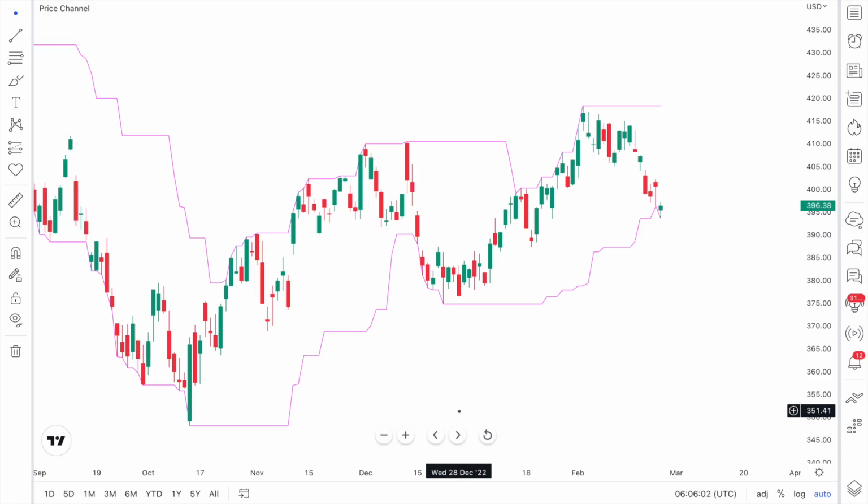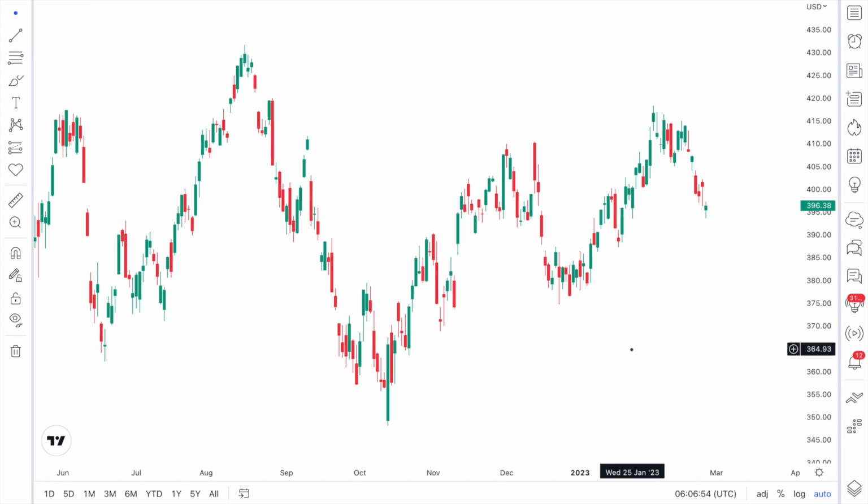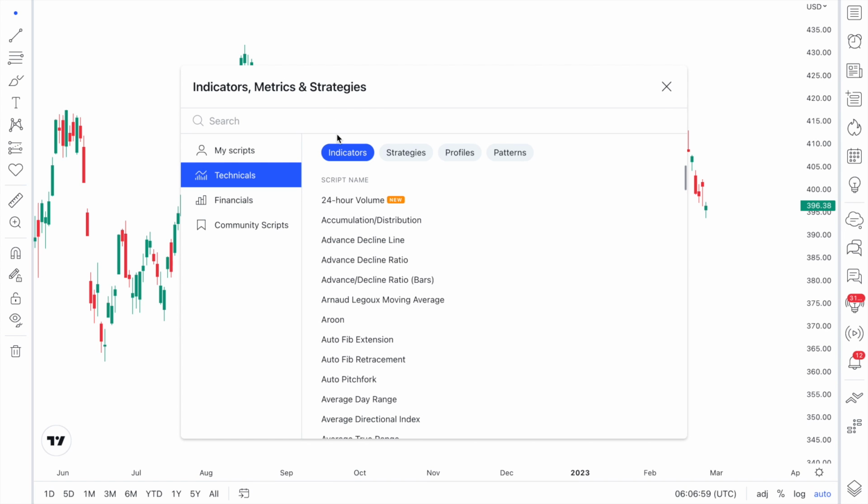The best indicator for spotting breakouts is the price channel indicator, and I'm going to show you how to set it up and use it right now. The price channel indicator is comprised of a top line and a bottom line. The top line tracks the highest prices of the chart, and the bottom line tracks the lowest prices, forming a channel-like figure. To set up the price channel, go to your indicators and type in price channel.